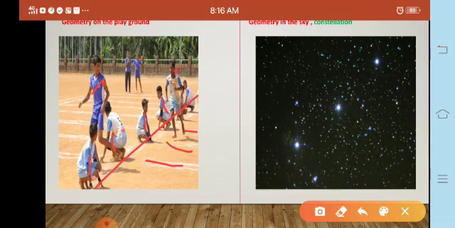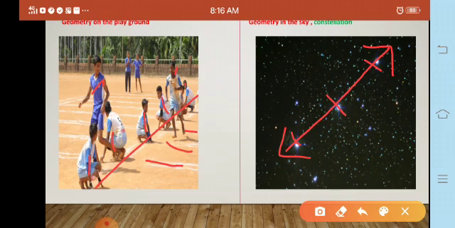Now, geometry in the sky. As we all know, in the sky, so many stars make some patterns or designs. Such patterns are called constellations. Observe this image. In this image, you can see the stars. If I join these three stars, I will get one single straight line. So here these three stars are said to be collinear stars, and the remaining are said to be non-collinear stars.